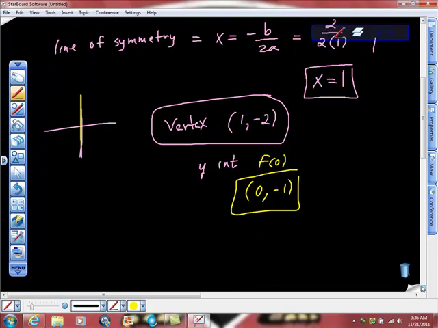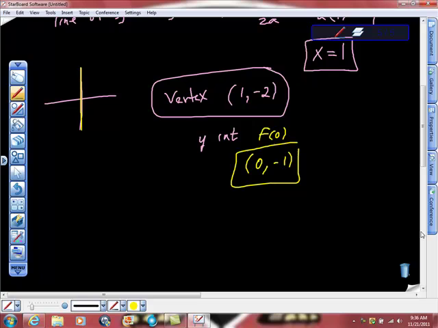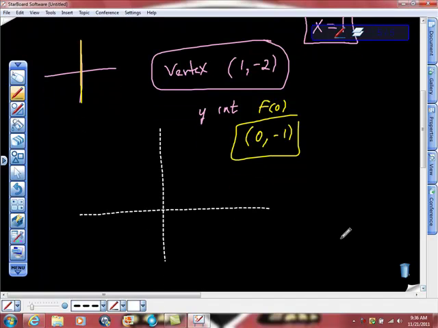And then we can just graph this thing, given what we know. So let's make our Cartesian plane here. So here's the Cartesian plane. Right? And what do we know? We know we have 0, -1. Here's 0, -1.